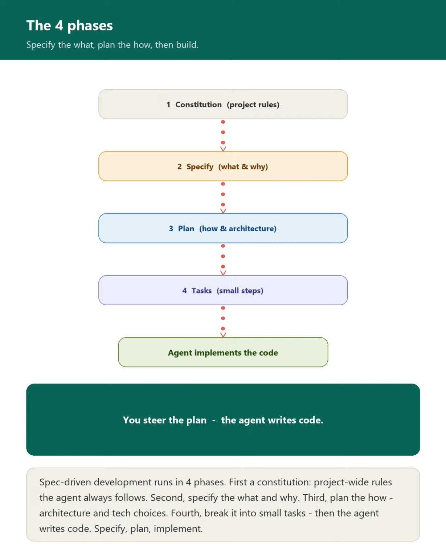Spec-driven development runs in 4 phases. First, you set up a constitution, which is a short file of project-wide rules the agent must always follow. Second, you write the specification, describing what to build and why. Third, you create a technical plan, describing how to build it, the architecture and the tech choices. Fourth, the work is broken into a list of small tasks, and only then does the agent write code. Specify the what, plan the how, then implement.